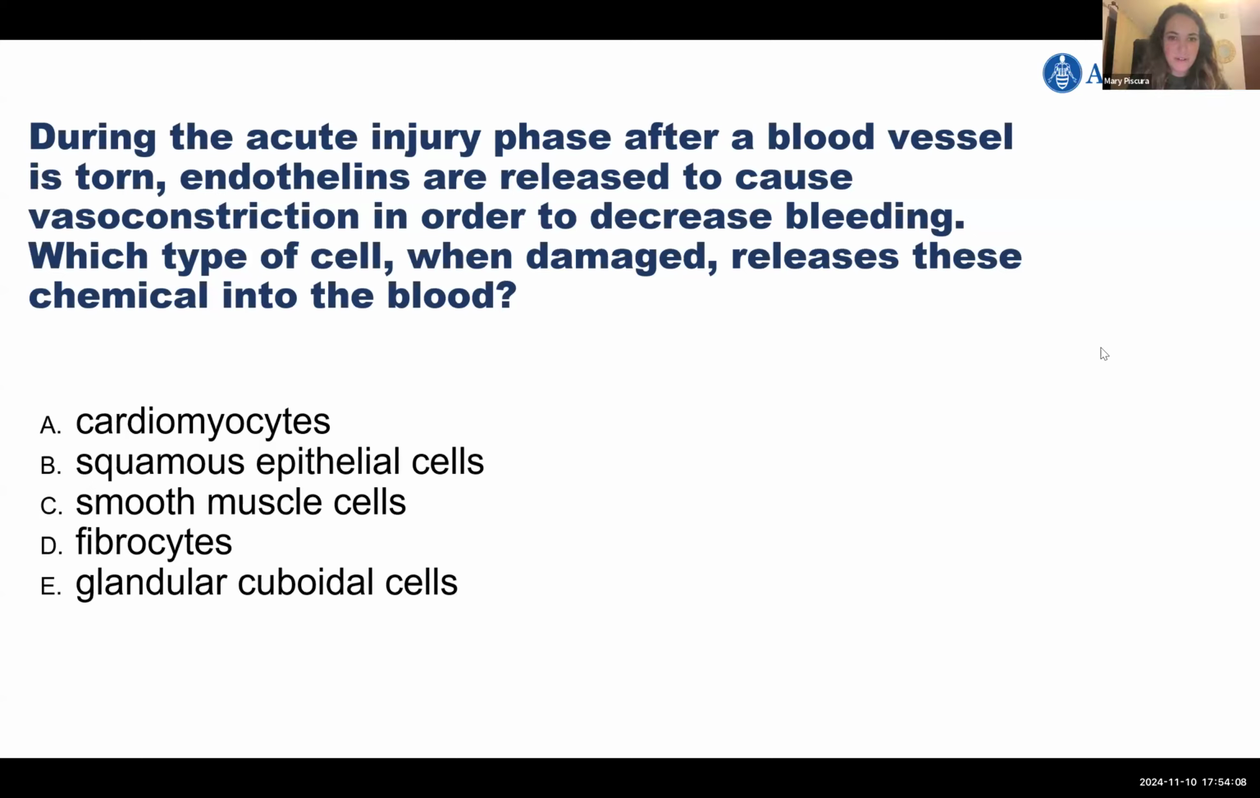Good job again, everyone, for putting your answers in. We will close the poll in 5, 4, 3, 2, 1.